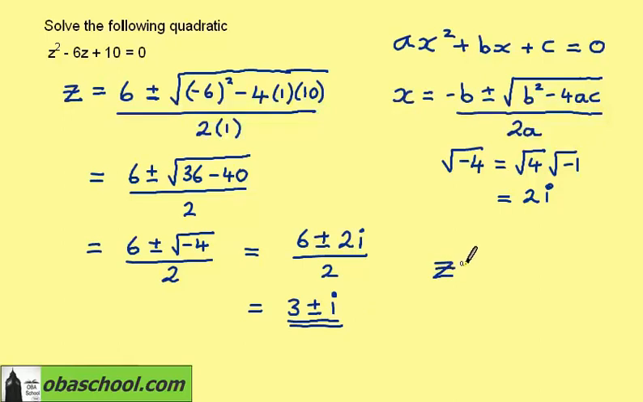So we have the roots. z is equal to 3 plus i and 3 minus i. Note how these are conjugate. The conjugate of 3 plus i is 3 minus i. Whenever we have a polynomial, if one root is complex, another root will be its conjugate, provided the coefficients of the polynomial are real numbers.